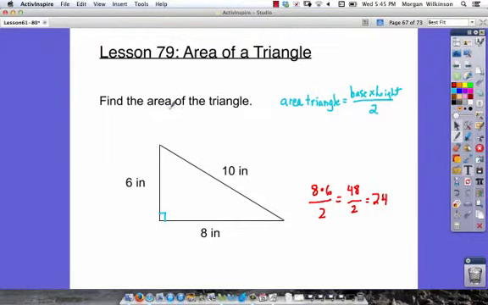Now we know when we're finding the area of the triangle, or any shape, we have to have units that are squared. So we're going to have inches to the second power. And we'd say this as 24 square inches. We can always find area of any triangle with this formula. Base times height divided by 2. Let's look at our next example.